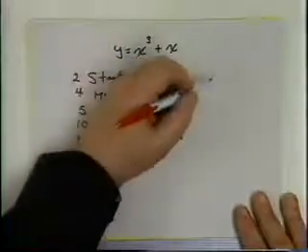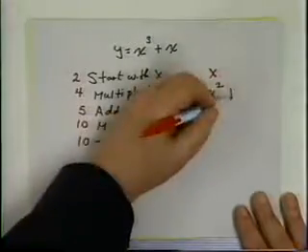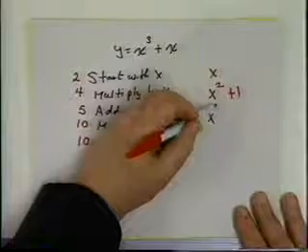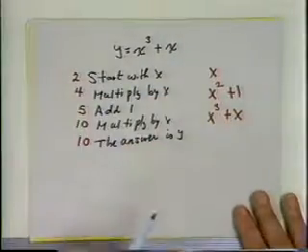So let's check that out. If I start with x, I multiply by x, that gives me x squared. I add 1, that gives me x squared plus 1. And I multiply by x. Well, the x squared becomes x cubed, and the 1 becomes x. So I now have y equals x cubed plus x.